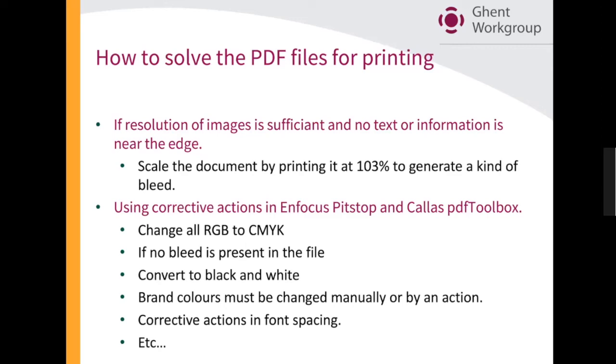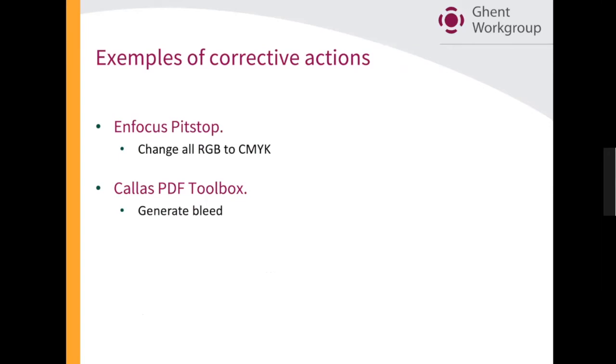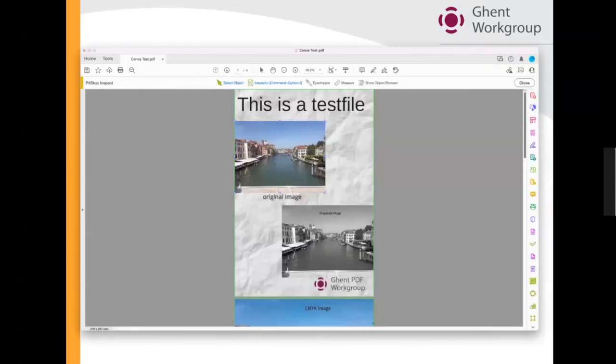Corrective actions may also sometimes be necessary for font spacing. We have the possibility with embedded files, so the font is embedded, and I can sometimes convert it to outlines to be printed. I did two things to show you. I changed all RGB to CMYK, for instance, with the Pitstop action, and I generated some bleed with the PDF Toolbox. I will show you live in that, or I can show you afterwards directly live.